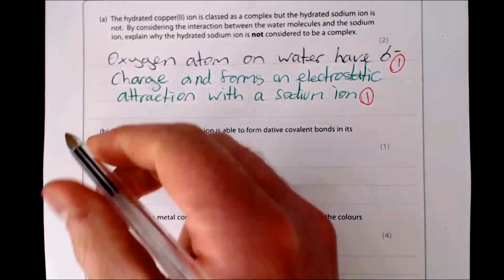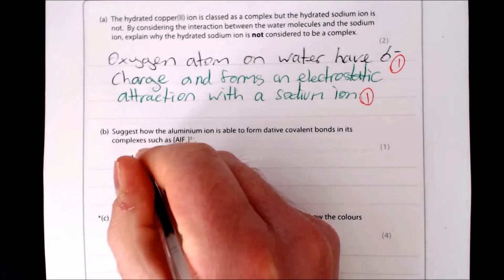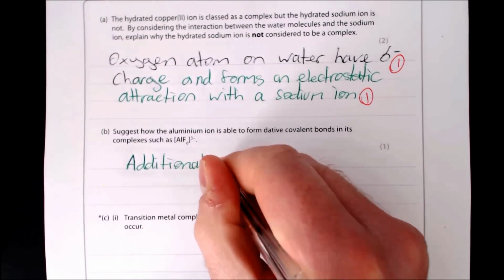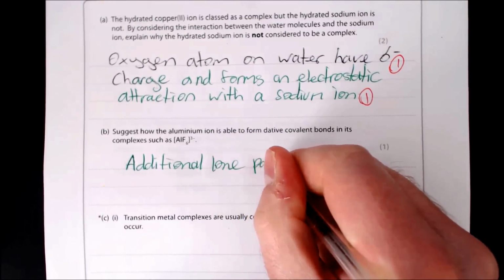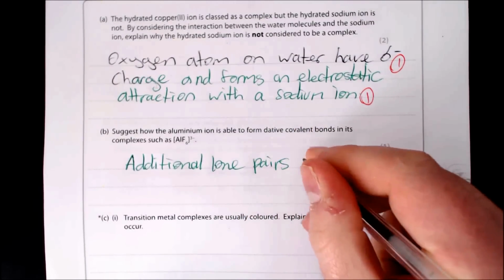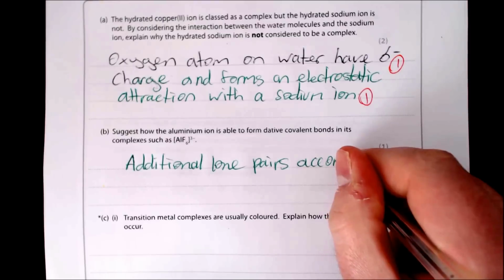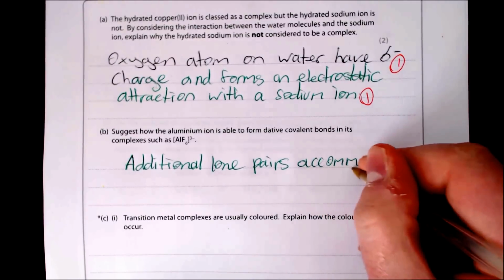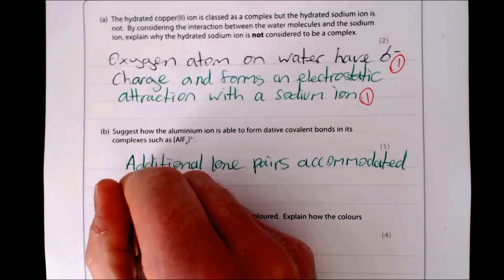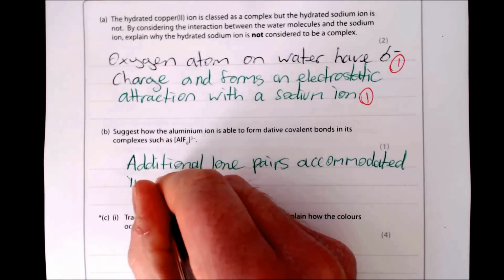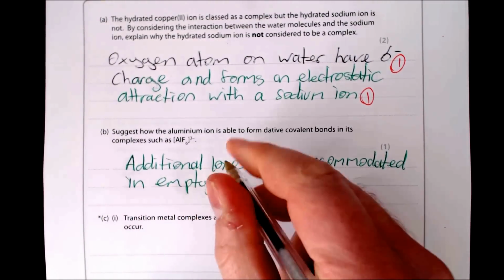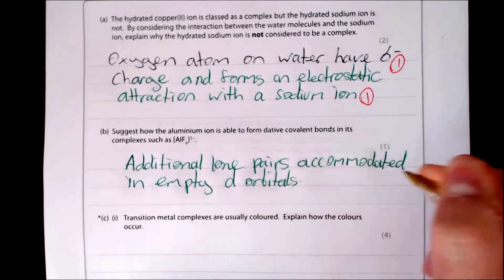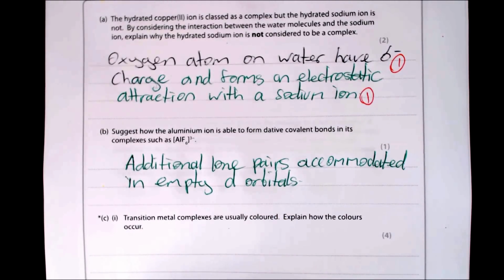Oh, I picked up the wrong pen. Right, so we're going to put, okay, additional lone pairs are accommodated. 2 cots and 2 mattresses, that's how I remember accommodated. So in empty d orbitals. Alright, okay. So there you go. That's just 1 mark. So it's pretty straightforward, to be honest.